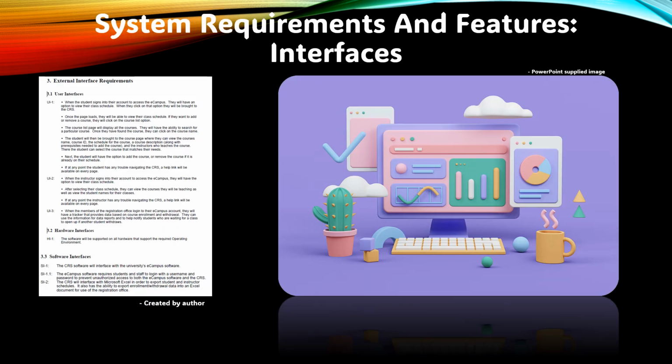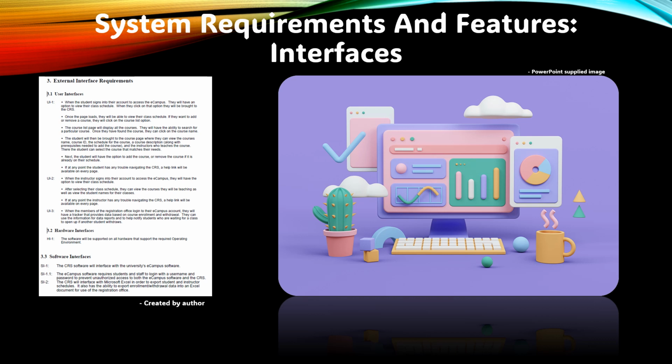The System Requirements and Features section of the SRS includes interface requirements and functional requirements for the software. Interface requirements include user, hardware, and software interface requirements. An interface is a tool used to interact with a component of a system. So a user interface is the tool used by the user to interact with the software.